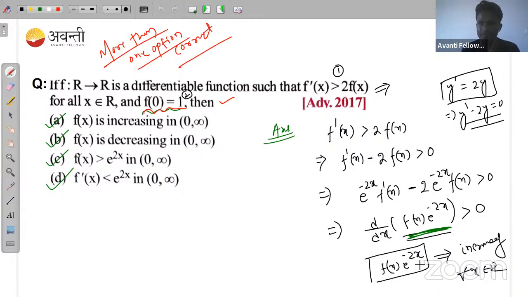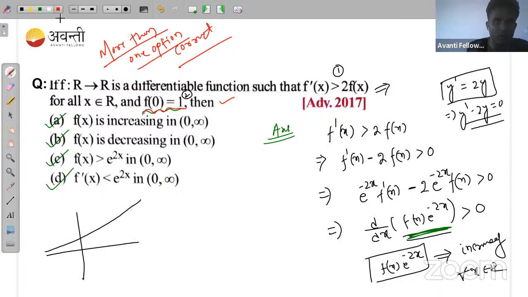Okay, fine. If this is increasing, suppose I draw a graph where the function is increasing, like this. If you check all the options, the range goes from 0 to infinity. And f of 0 is 1. So let's say this is 0. I'm drawing a random graph. This is the graph of the whole function f of x e to the power minus 2x, and this is x equal to 0. At x equal to 0, its value is 1.